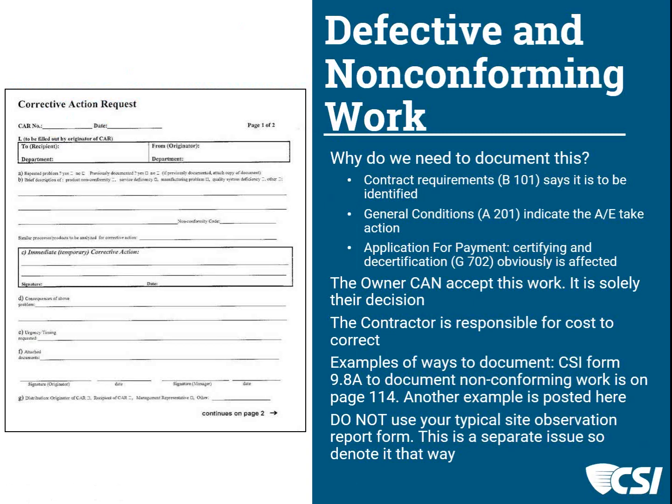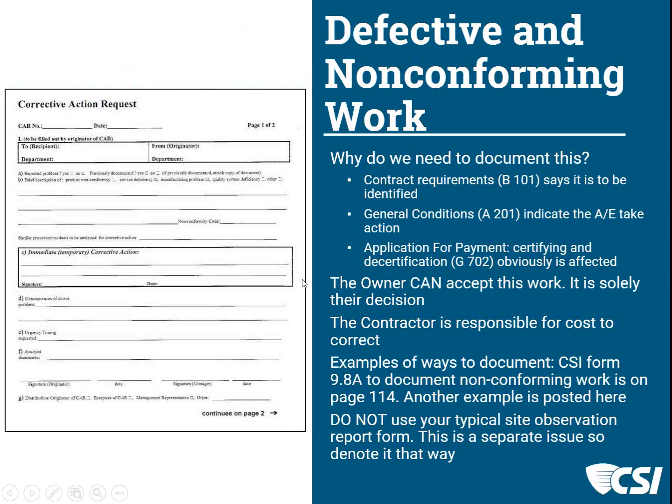These would also be part of the review of a pay application, whether you're certifying or decertifying an application. Yes, we're paying you for part of what you asked for, but not the defective part. So these are forms that would tag along with the performance of our work in the field. Remember, of course, that the owner can accept work that is non-conforming. That is solely their decision, and the contractor is responsible for the cost of correcting non-conforming work when it's found and pointed out. So CSI has form 9.8A, which I believe might be on the next page, and we can go ahead and look at that, Matthew.